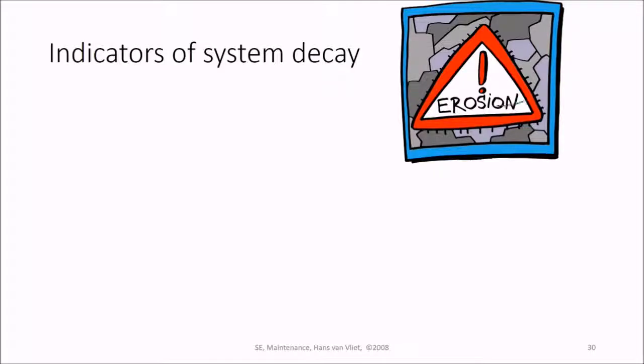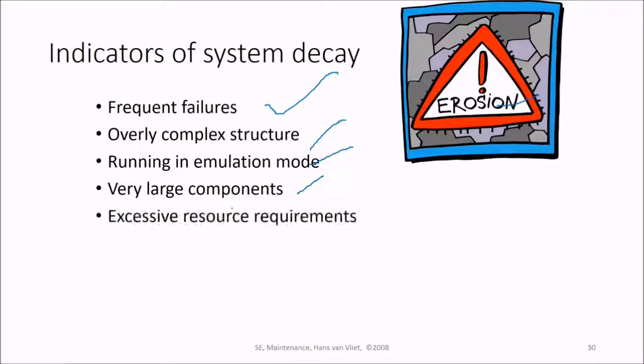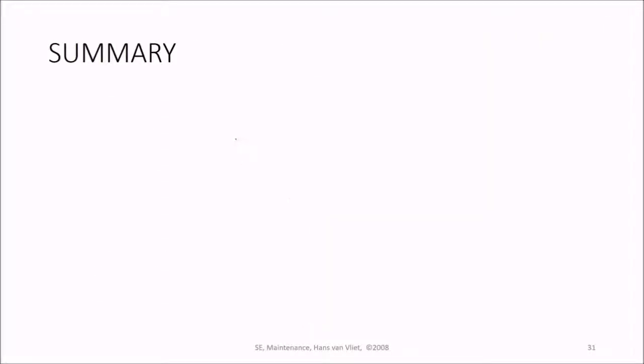Indicators of system decay: if the system fails again and again, if the structure is complex, if it is running in emulation mode, the components are very large, resources are excessively required, there is deficient documentation, high personnel turnover, and different technologies in one system. These are the indicators of system decay.